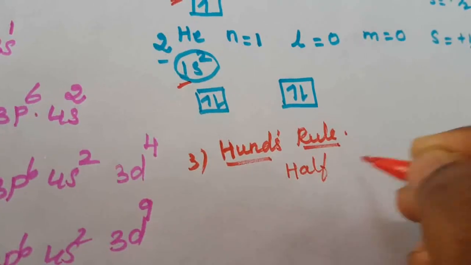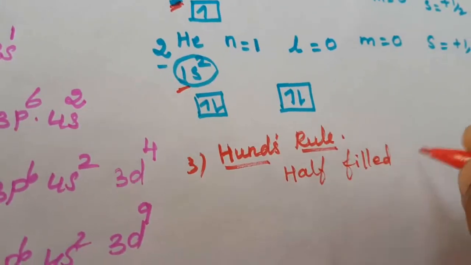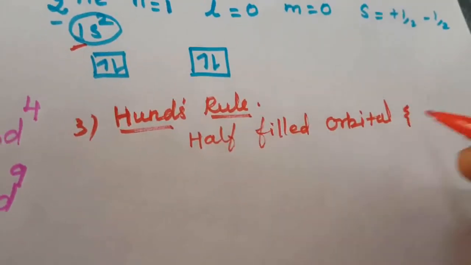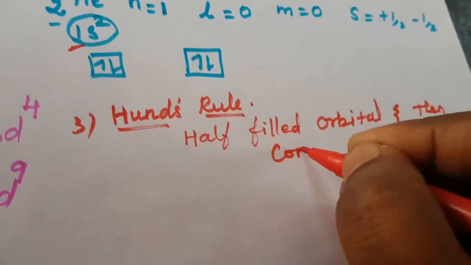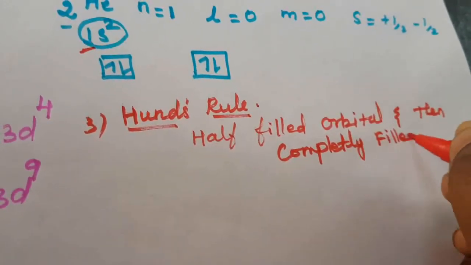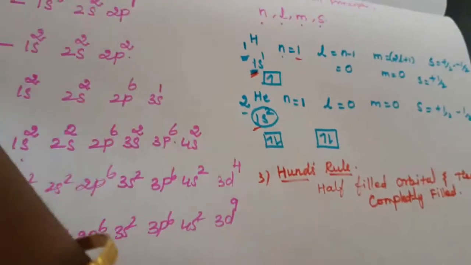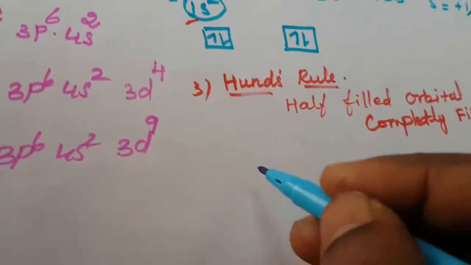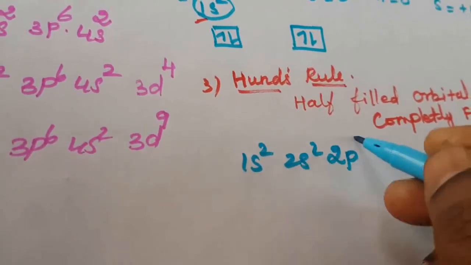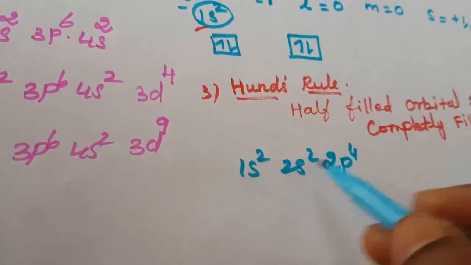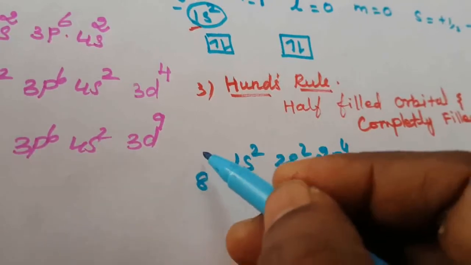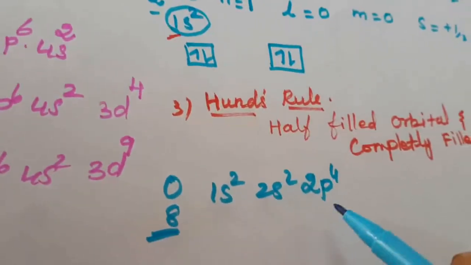Half fill the orbital, then completely fill. What is the meaning of that? Half fill the orbital, then completely fill. Suppose, in the case of 1s2 2s2 2p4, this is one electronic configuration, right? The atomic number is 8, that is oxygen, atomic number 8, that is 1s2 2s2 2p4.